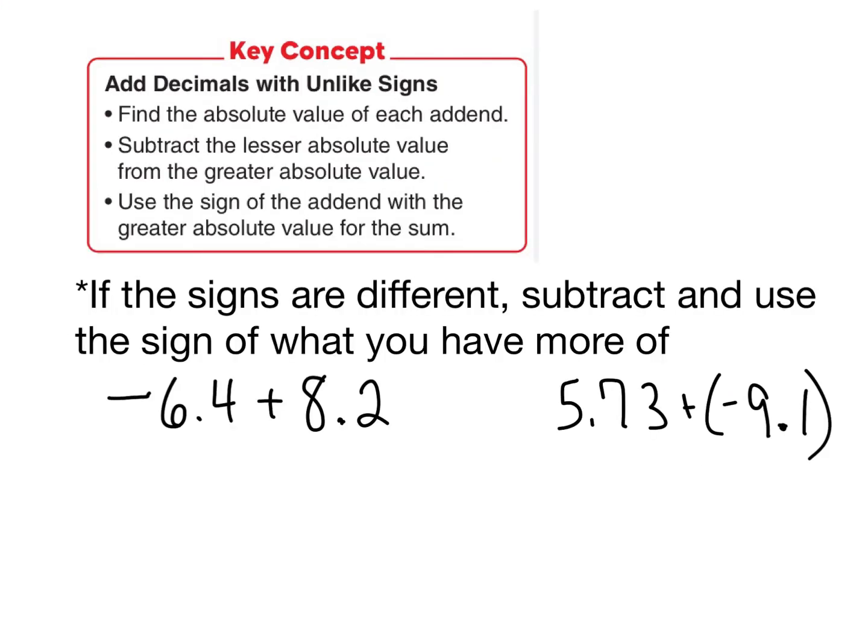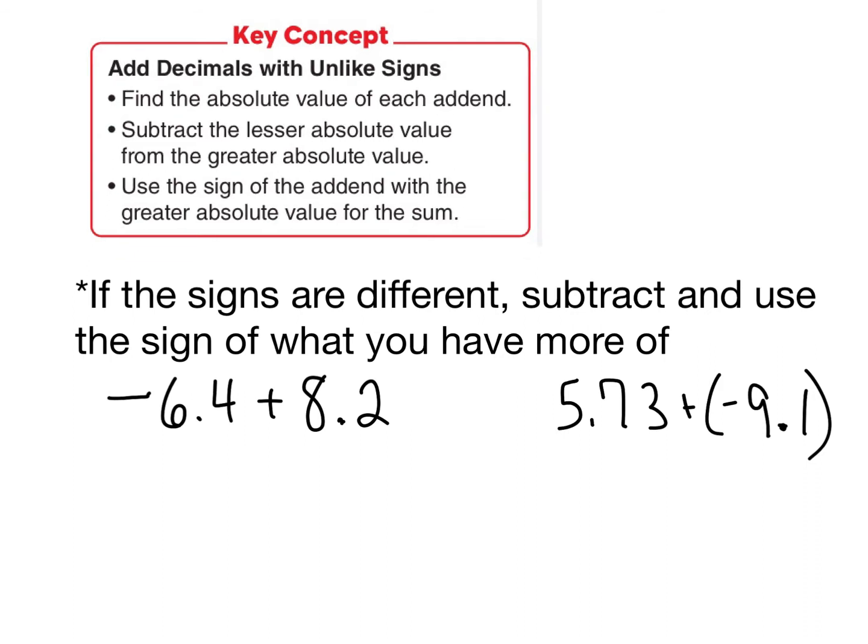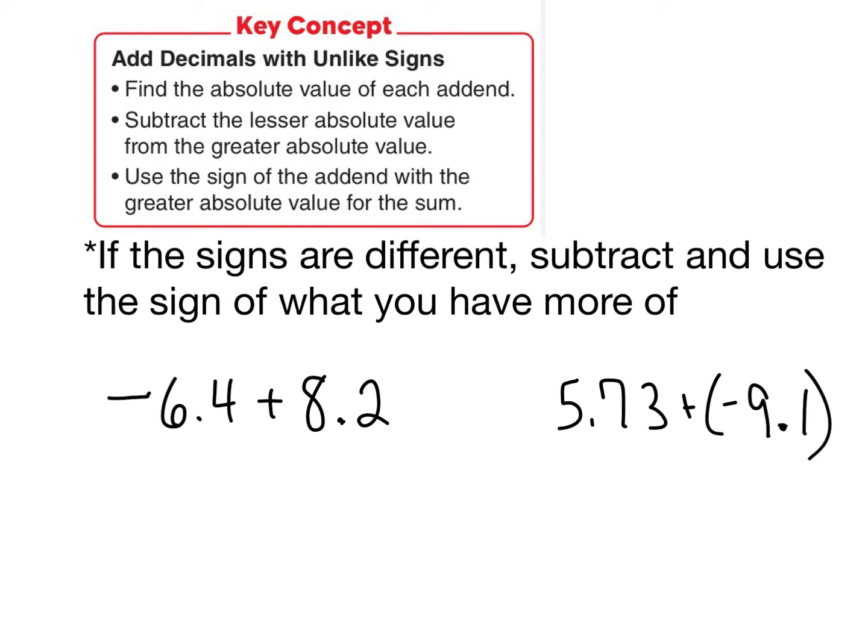The next thing we're going to look at is adding decimals with unlike signs. So once again, the book talks about absolute values. We could find the absolute values, subtract the lesser absolute value from the greater absolute value, use the sign of the addend with the greater absolute value for the sum. Okay, so I'm trying to simplify this a little bit for you. So here's my advice. If we're adding and the signs are different, you can subtract and use the sign of what you have more of.